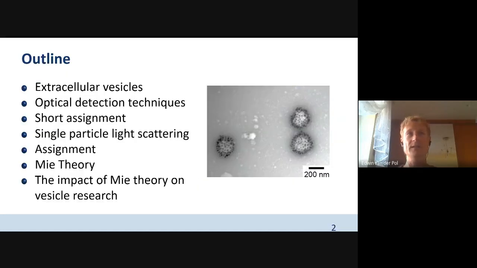The outline is as follows. I will start introducing what extracellular vesicles are. I will discuss some optical detection techniques in order to detect extracellular vesicles, followed by a short assignment. And then we will dive a little bit more into the physics of single particle light scattering, also followed by an assignment, all tailored to measuring extracellular vesicles. And then a short heads up on Mie theory and how this theory actually impacted the research field I am working in.